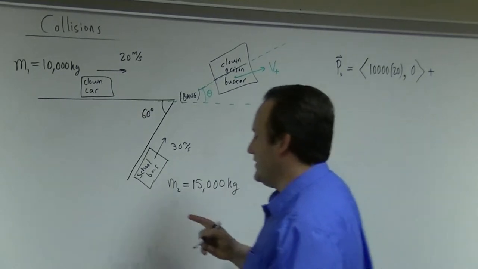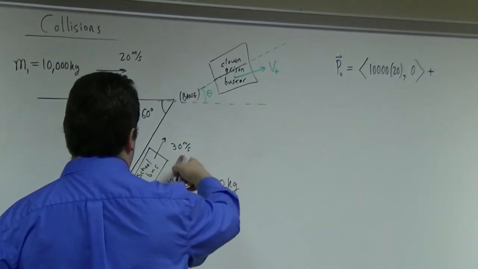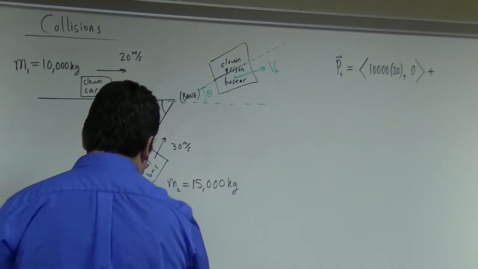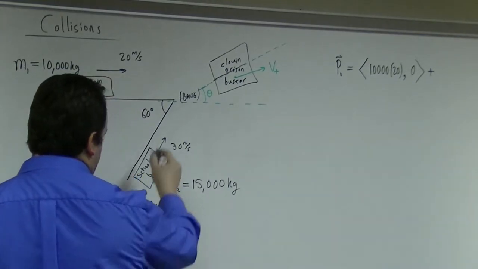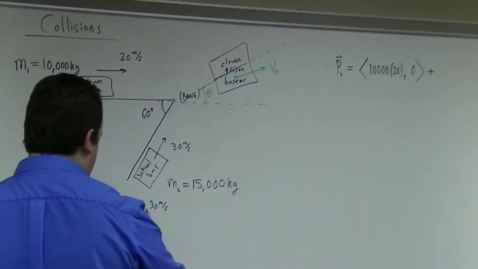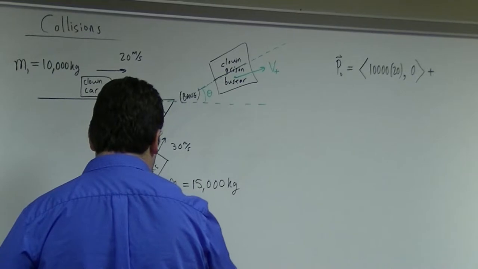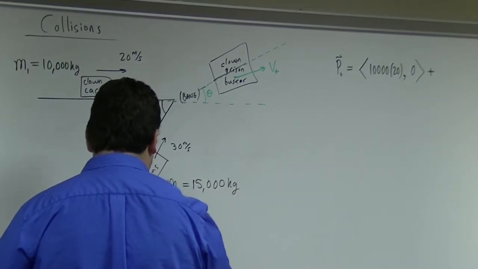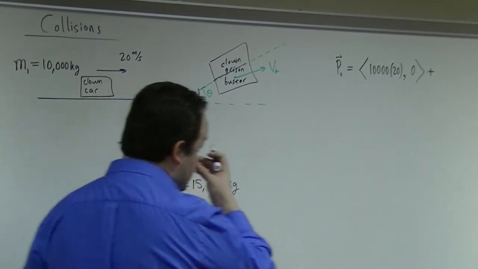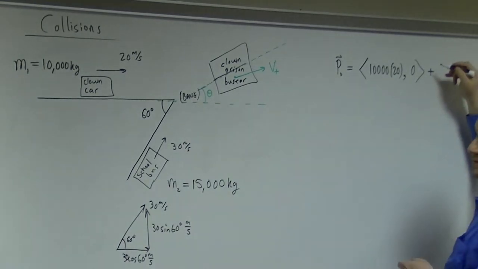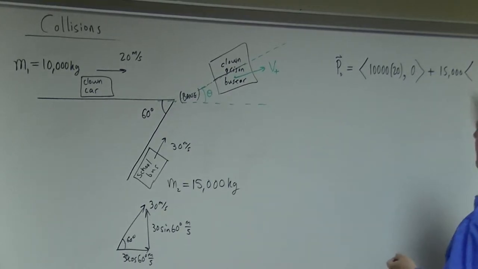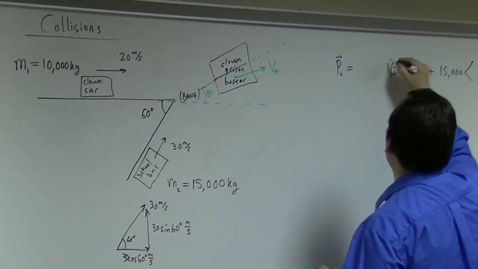And then, to get the momentum of the school bus, I really have to break this 30 meters per second into pieces, right? So if you've got 30 meters per second like this, I can decompose it into two pieces, the horizontal and the vertical. If that's 60 degrees, so is this. And so we've got 30 times the sine of 60 meters per second for the vertical, and 30 times the cosine of 60 meters per second for the horizontal. And of course, those both have to be multiplied by the 15,000. To be more consistent, let me put the mass outside the velocities.